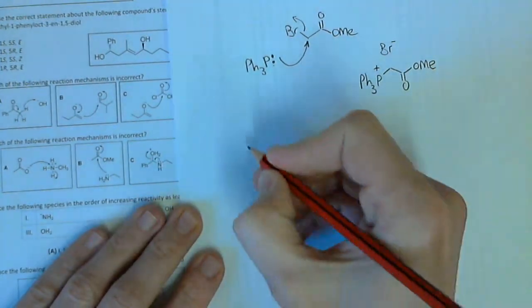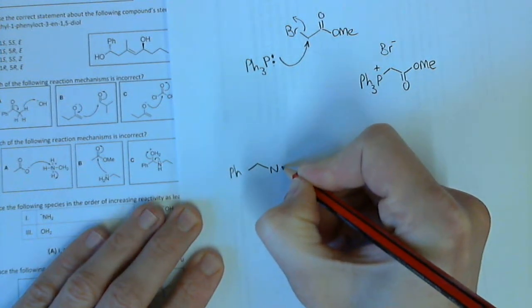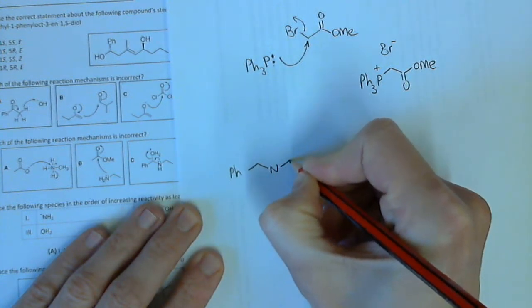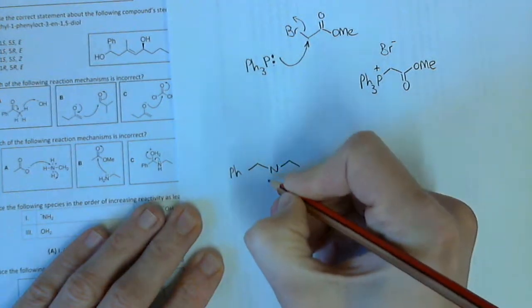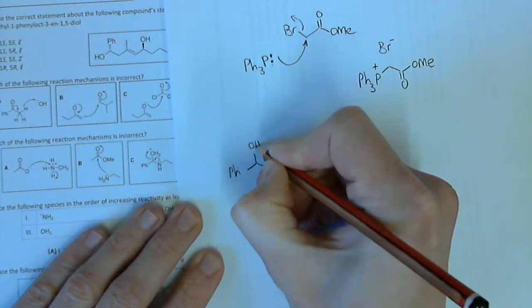This option C over here is, in fact, part of the mechanism for the formation of an imine. And so let me just draw this out, OH2.